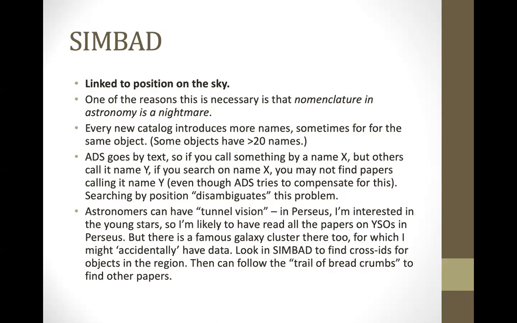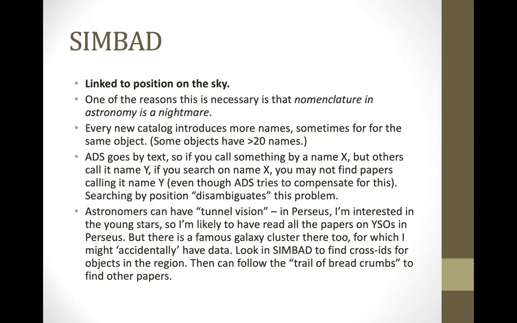Simbad, totally different service. Simbad is linked to position on the sky. One of the reasons this kind of a search is necessary is that nomenclature in astronomy is a freaking nightmare. Every new catalog that comes out introduces more names, sometimes for exactly the same object. So some objects have more than 20 names, some objects have more than 50 names. ADS is going to go by text. So if you call something by a particular name, but others use a different name, if you search on that name, you may not find papers using a different name, even though ADS is trying to compensate for this. When you search by position, it doesn't matter what you call it anymore.